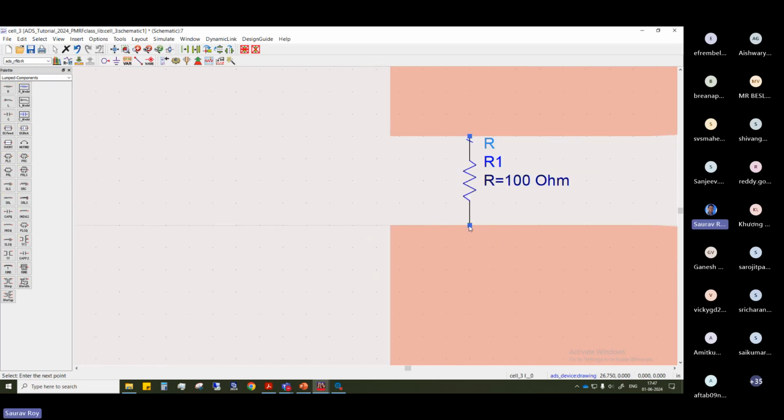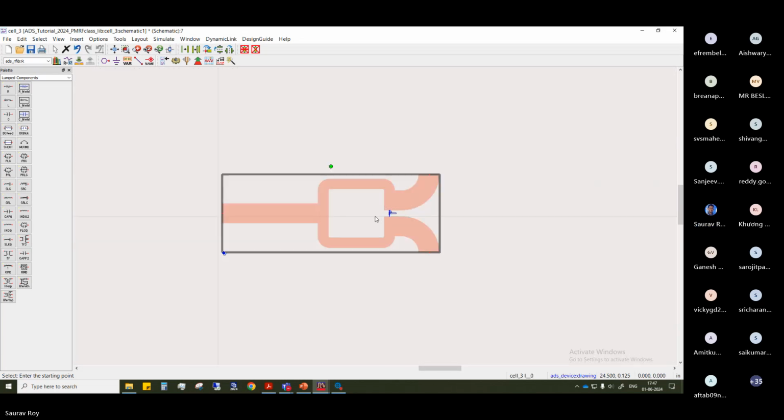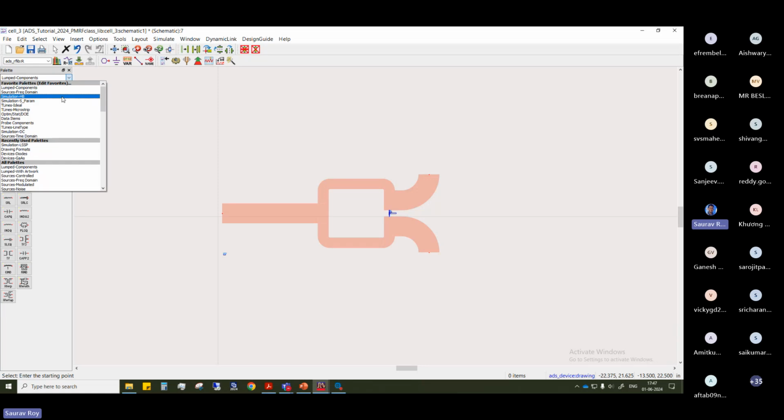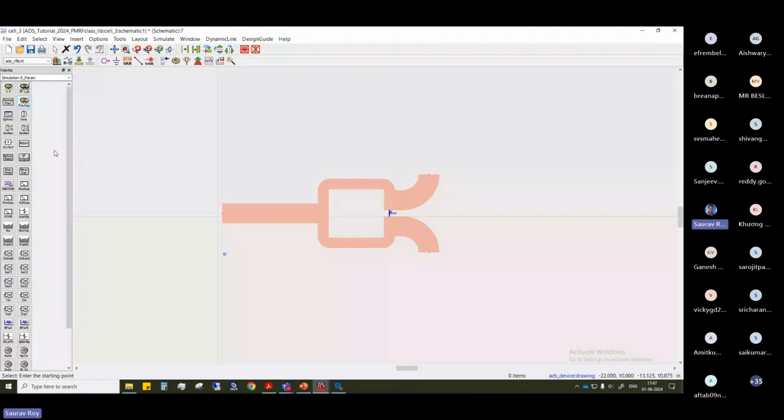So you see, the red connection has turned to blue. That means the connection is done properly. So similarly, we need port terminations. Simulation is S parameter, termination 1 here, or 2 here, 3 here.